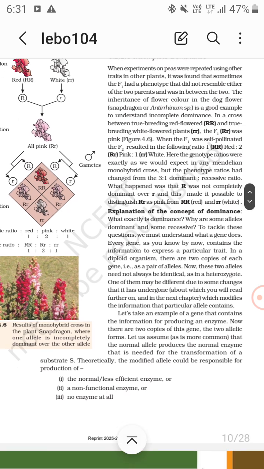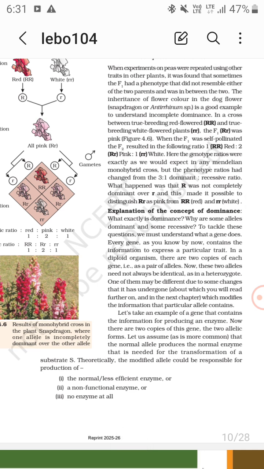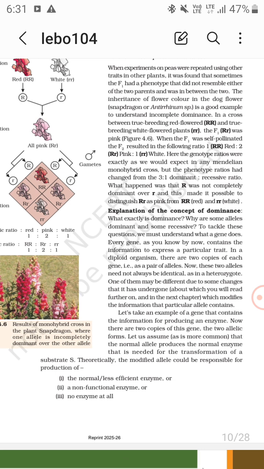So this is why here the genotype ratios were exactly as we would expect in any Mendelian monohybrid cross, but the phenotype ratios had changed from the 3 to 1 dominant to recessive, to 1 to 2 to 1.